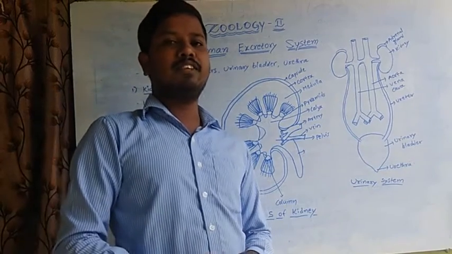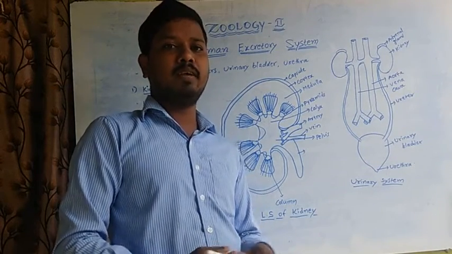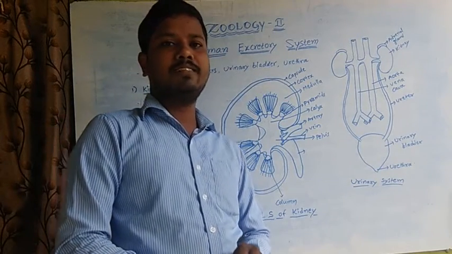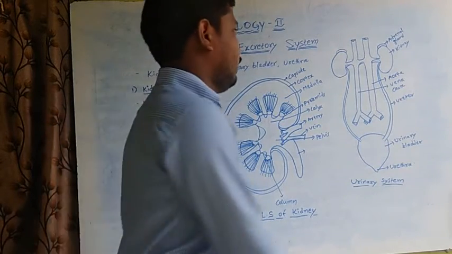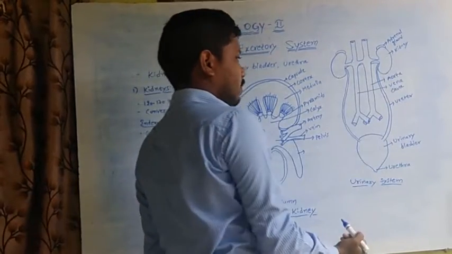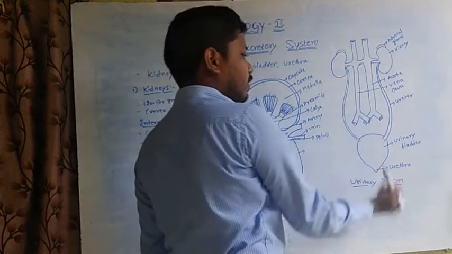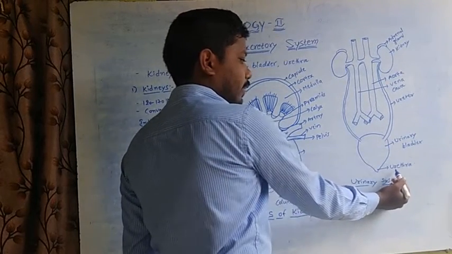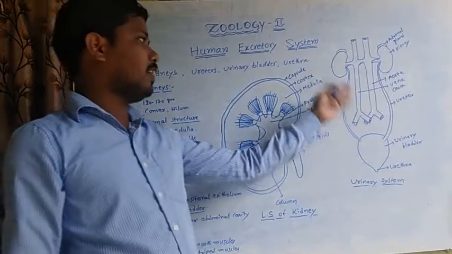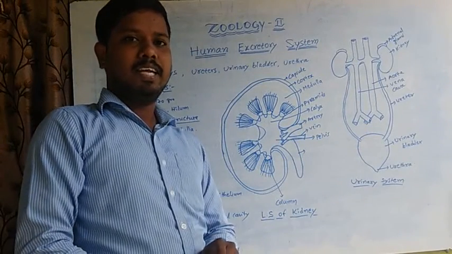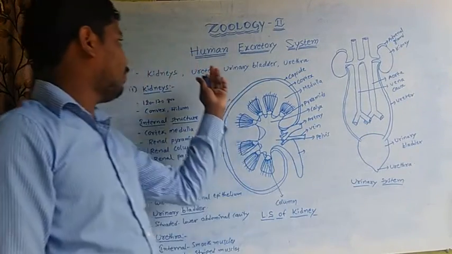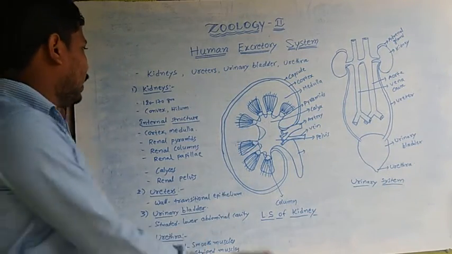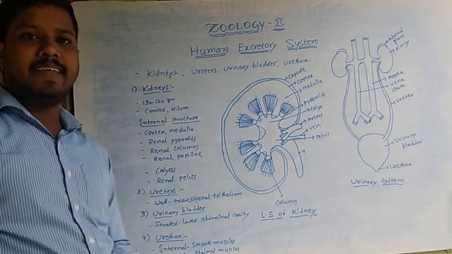Dear students, in this session, I am going to explain about the human excretory system. The human excretory system consists of a pair of kidneys, a pair of ureters, a urinary bladder and a urethra. So these are the excretory parts of the human excretory system. So let us see about the kidneys.